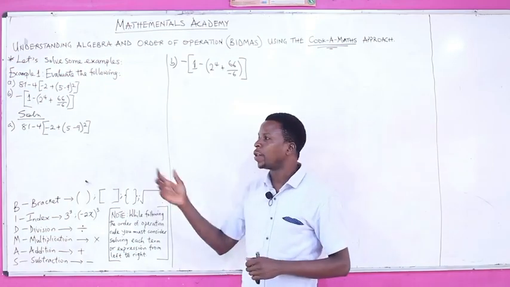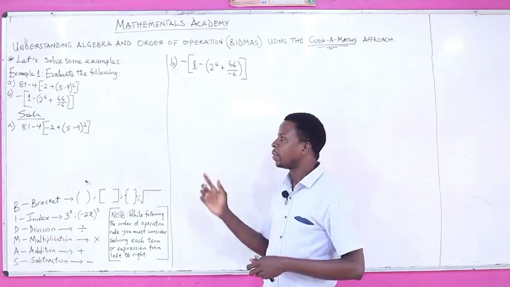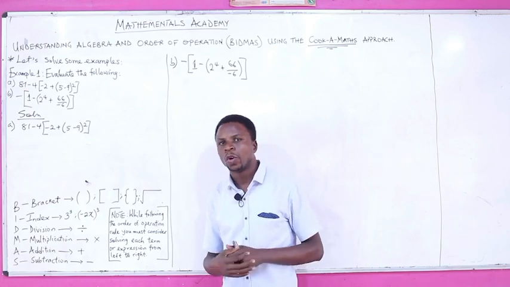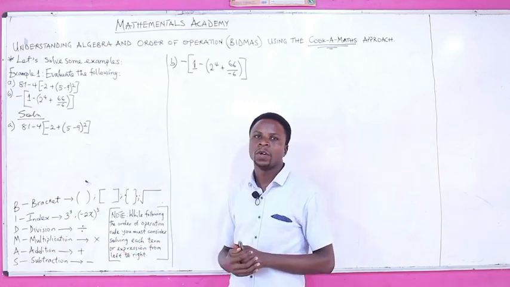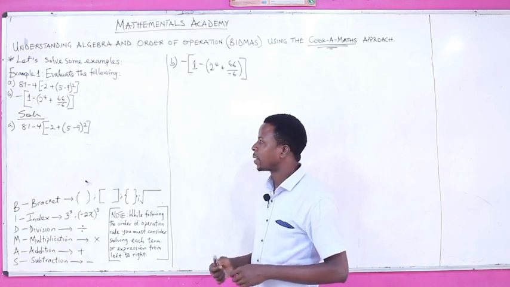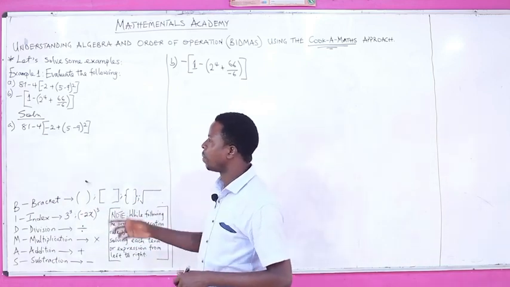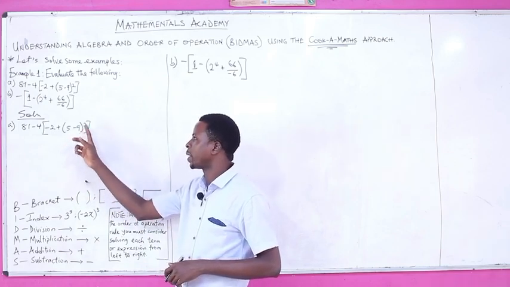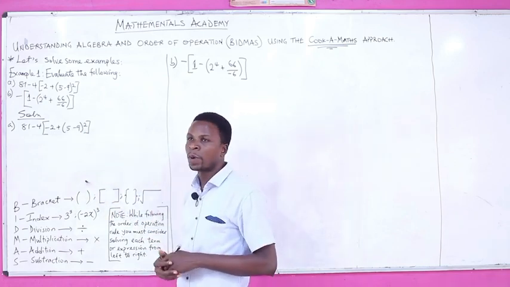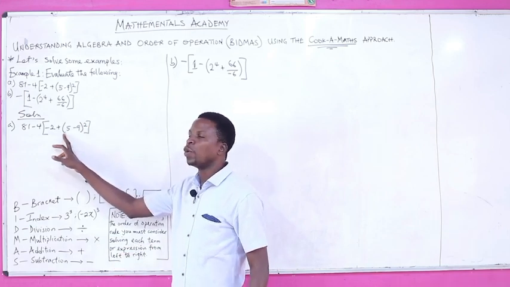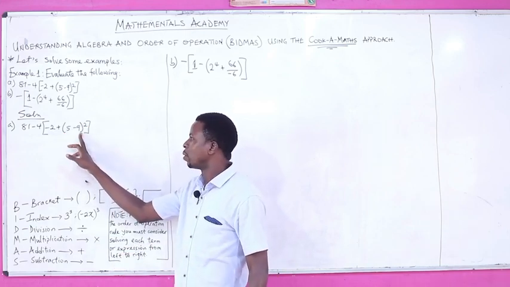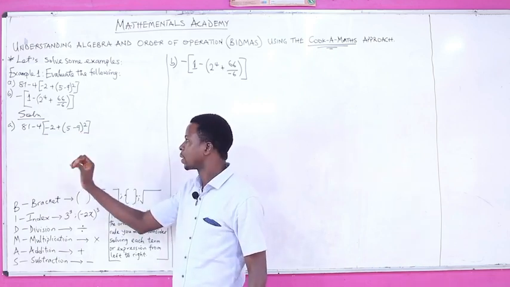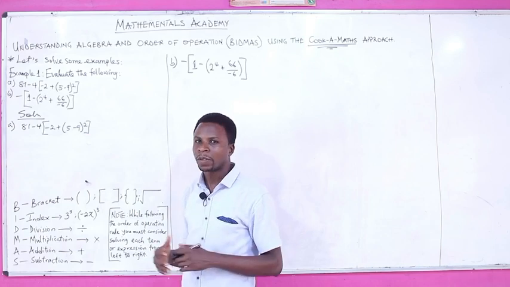Alright guys, let's head on to our first example here. Now this is not an algebraic question, but I brought out these two examples so we can use them to master the order of operation rule. Alright, so here we have a question. It's 81 minus 4 bracket minus 2 plus bracket 5 minus 6 bracket raised to power 2, and we have our bracket close. Now, this is the opening bracket for the inner bracket and the closing bracket for the inner bracket. This is the opening bracket for the outer bracket and this is the closing bracket for the outer bracket.